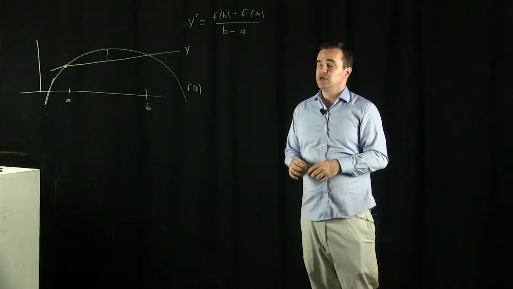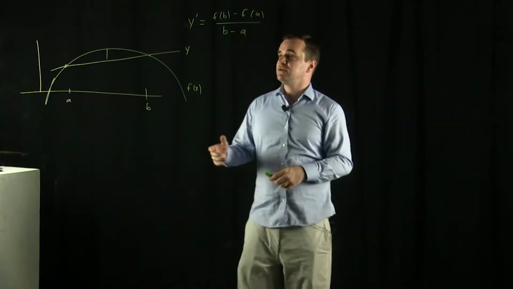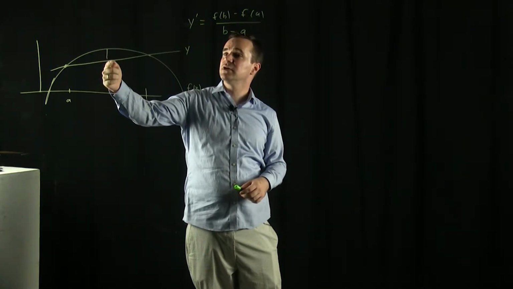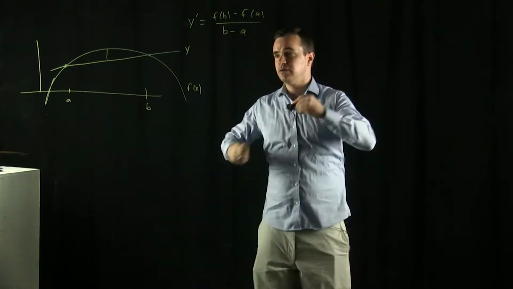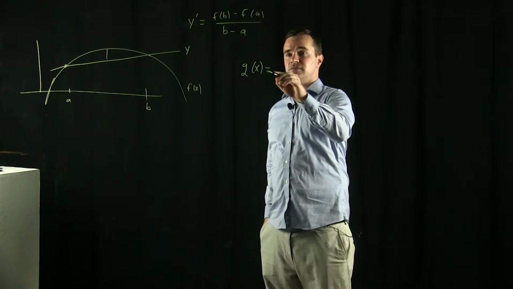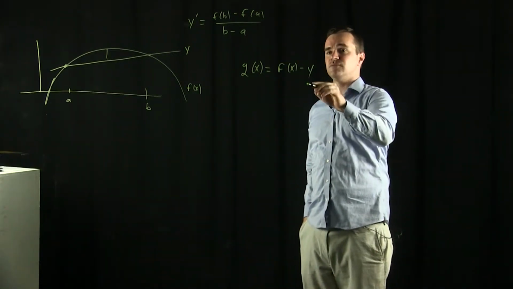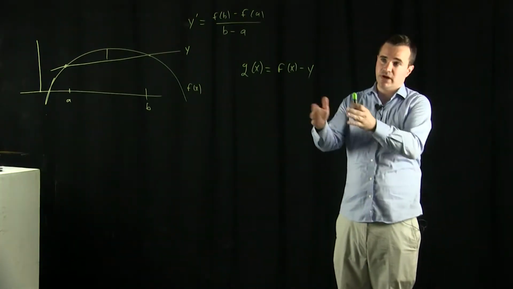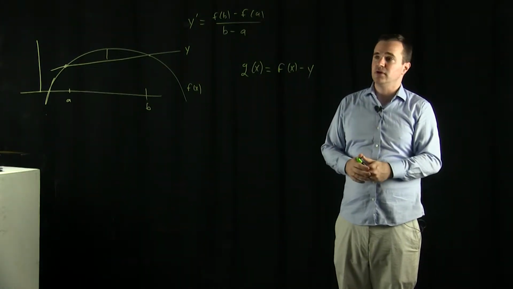Here's the strategy. I want to define a new function called g of x, and g of x is going to give me essentially this length. It's going to give me the signed distance from f of x to y. I'll write down the formula for it. Let's define g of x to be equal to f of x minus y. The reason I called it signed distance is because if f is bigger than y, it's actually the distance. If f is smaller than y, it's the negative of the distance.